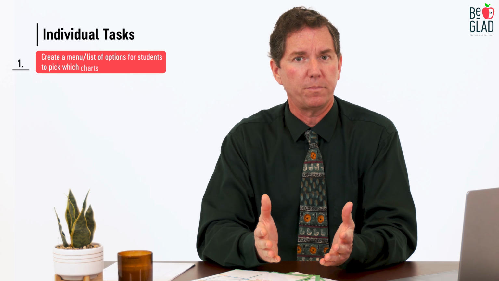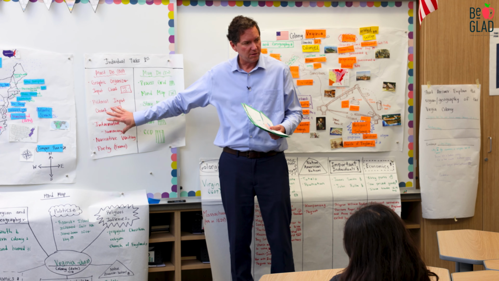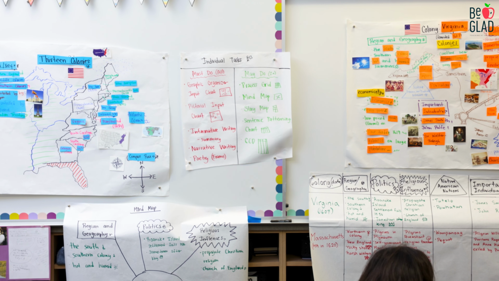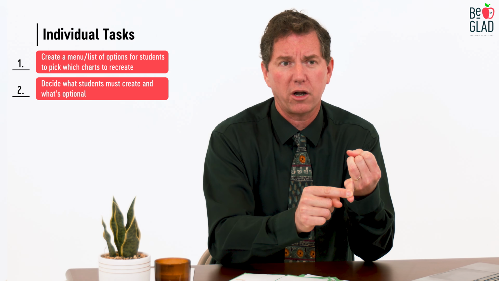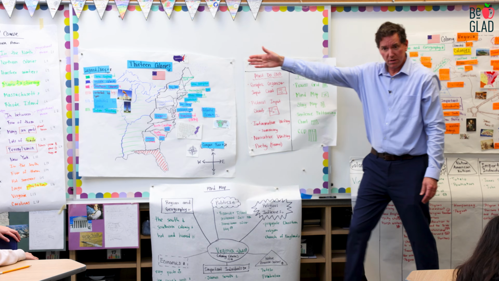Individual tasks can be completed in a similar way as team tasks, where you create a menu. Students can choose from the menu what they want to show individually and independently. As a teacher, you can decide what should be included within the individual tasks. For example, you might say that you want students to create their own input chart with new relevant information from the unit. You might ask students to do a piece of writing.